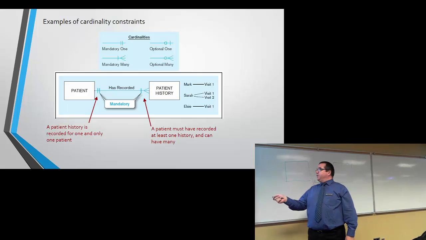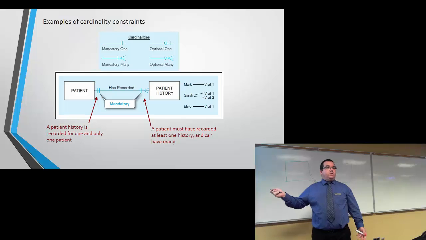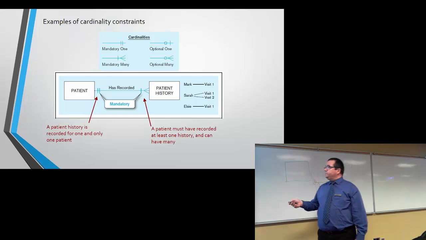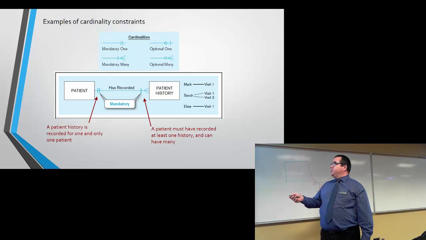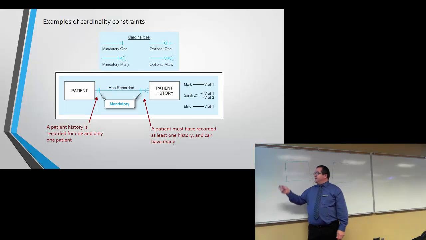In other words, the patient was first created, and as soon as this is created, then you'd have a history, because then there's history that the patient was created. And they show examples here. Mark had a visit, Sarah had 2 visits, Elsie had 1 visit. Essentially, that's the one to many.